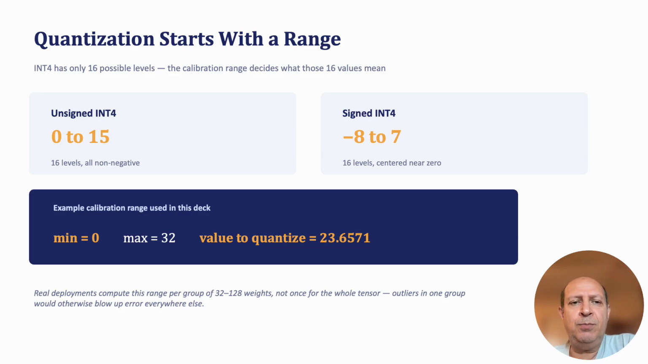Calculating a calibration range per group of 32 up to 128 real number values or weights helps to reduce the errors. In contrast, if we instead calculate the calibration range for the entire tensor, this would result in large errors in the prediction. The calibration range has a minimum value and a maximum value. In this example, for convenience and easy math, we have chosen the minimum to be 0 and the maximum to be 32.